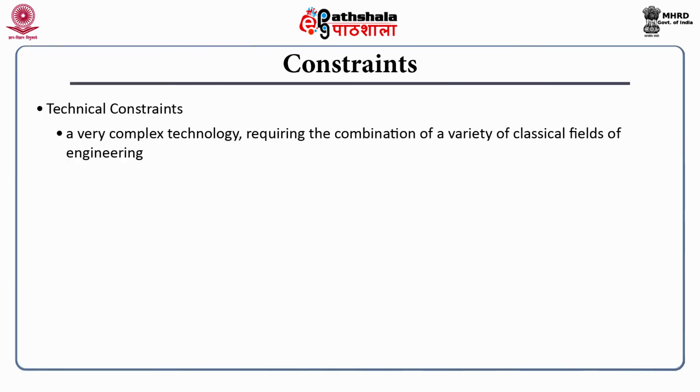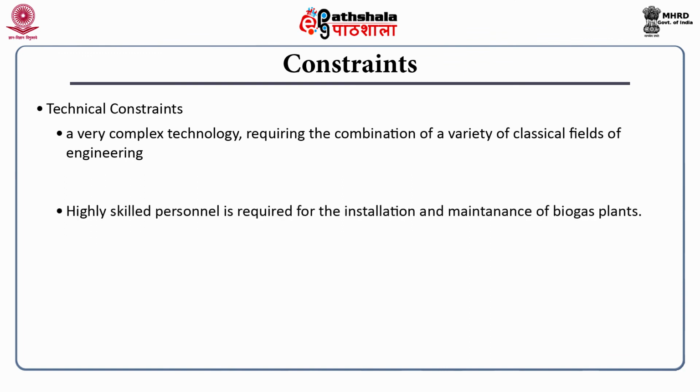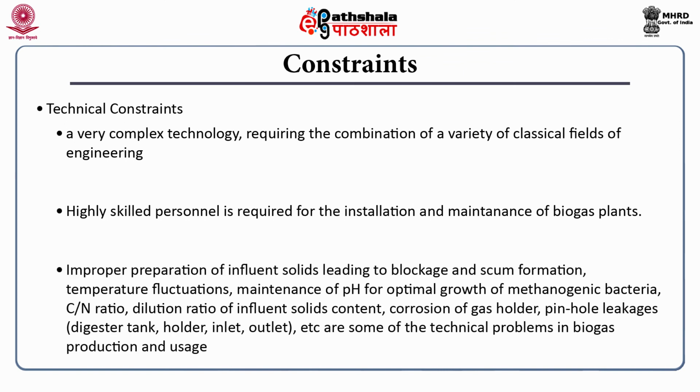Though they have advantages, there are some constraints faced by the farmers for the implementation of this biogas plant in their home. One is technical constraints. Highly skilled personnel are required for the installation and maintenance of the biogas plant. Improper preparation of influent solids leads to blockage and scum formation. The temperature fluctuations, maintenance of pH for the optimal growth of methanogenic bacteria, the C/N ratio, dilution ratio of the influent solid content, the corrosion of the gas holder, pinhole leakages in the digester tank, holder, inlet and outlet pipe, etc. are some of the technical problems involved in the biogas production and usage.